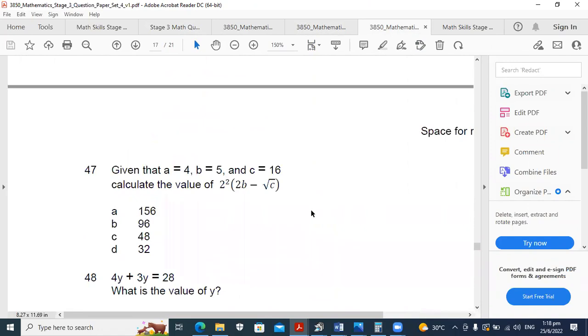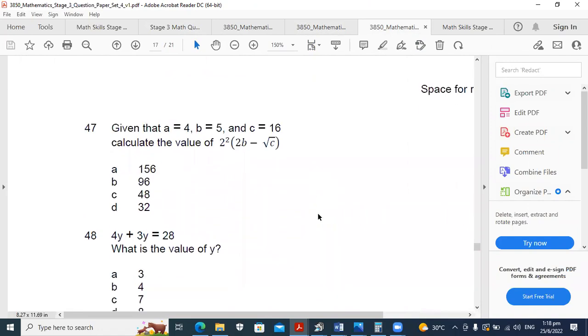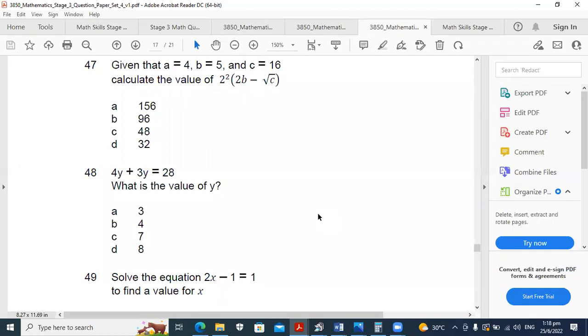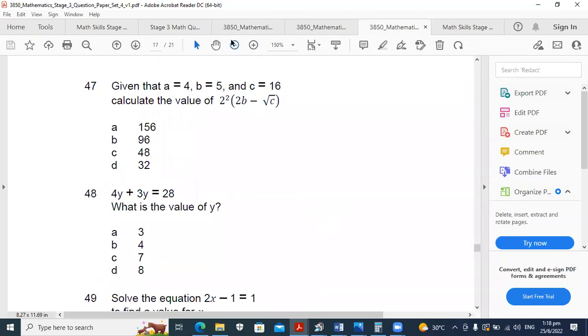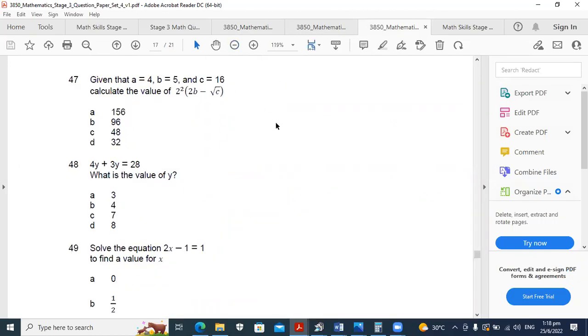Look at 47. 47, 48, 49. So those 3 questions, try them for me.